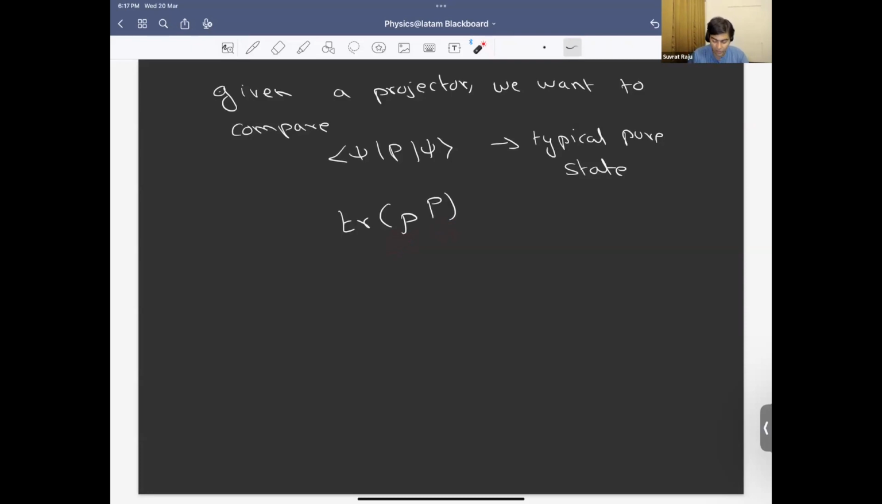So this was my answer to my first question. What was close? The answer to the question of what is close is, given a projector P, we want to compare how close this value is to this value. This is the microcanonical density matrix, and this is a typical pure state. Now I have to address the second question, which is, what's a typical pure state? What is typical?